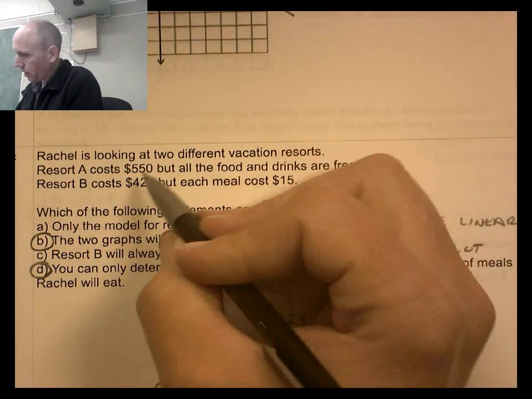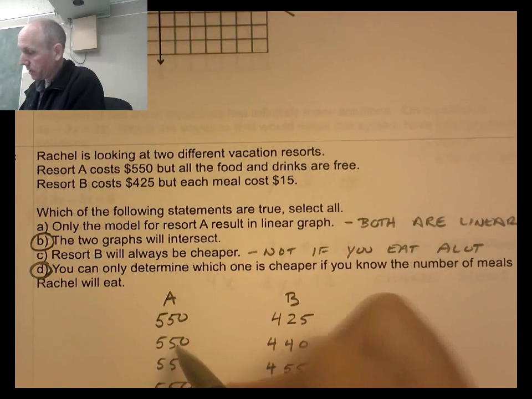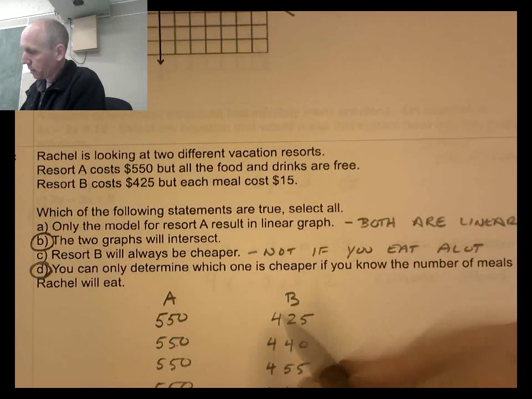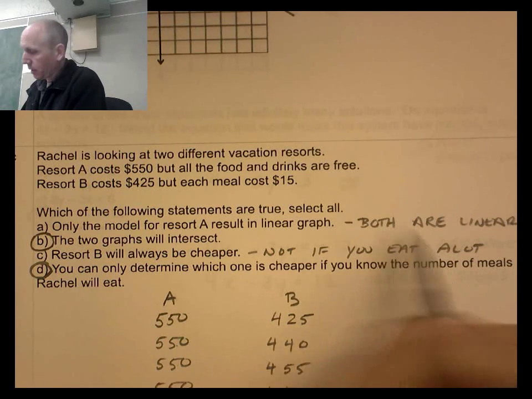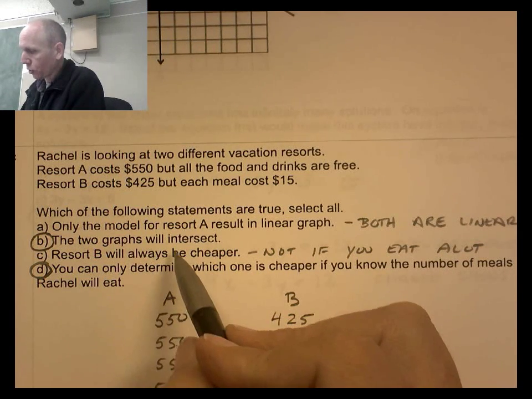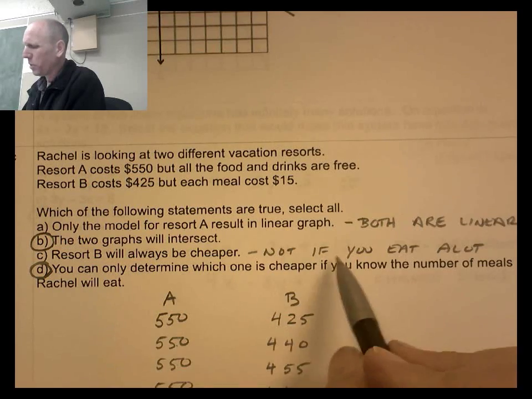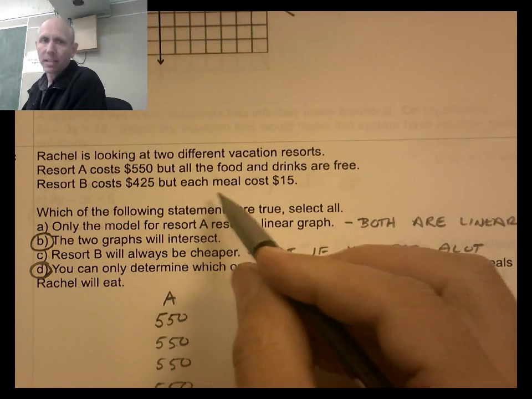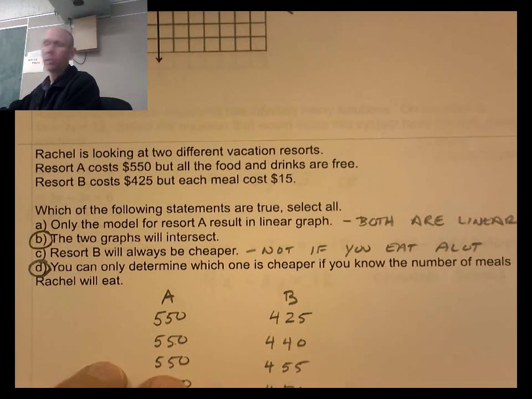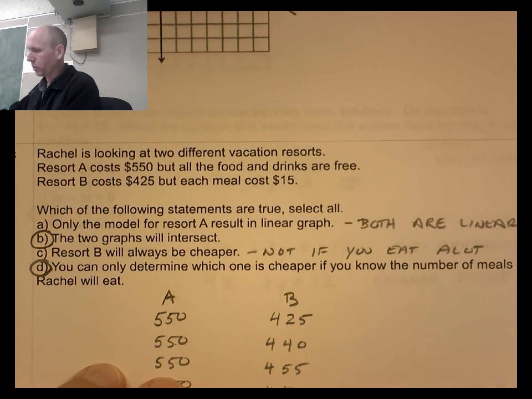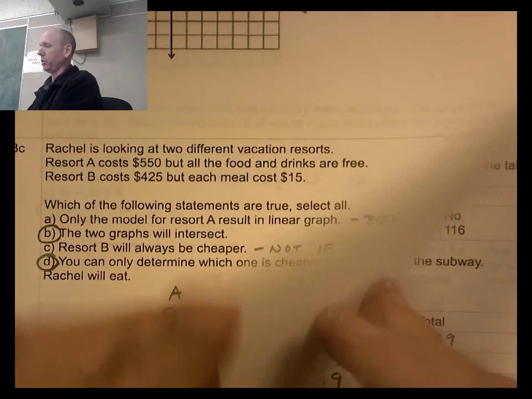Okay, so this one starts at 550 and it stays at 550. This one starts at 425 and goes up by 15. What can you tell me? They're both going to be linear. The 2 graphs will intersect. That's true. Resort B will always be cheaper. I don't know about that. It depends on how much I eat up there. So D, you can only determine it after you know how much Rachel will eat.